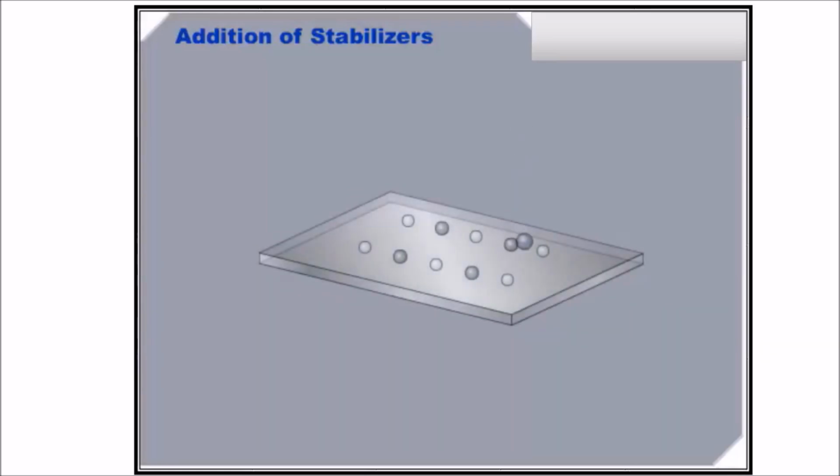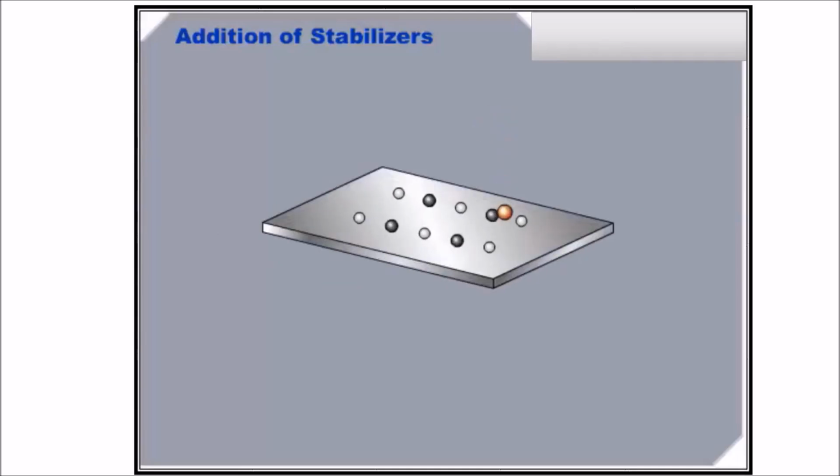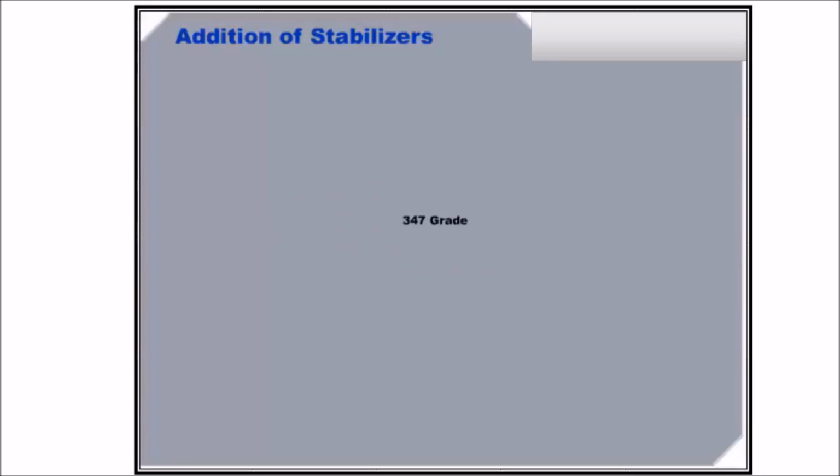When titanium is added, we have the austenitic stainless alloy 321. When niobium is added, we have the 347 grade.